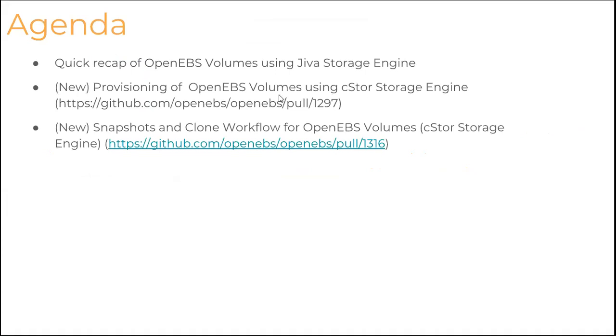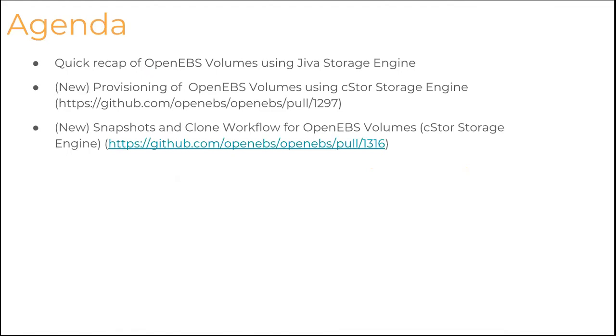So we have two design proposals. One is just to orchestrate the Cstor engine, basically creating OpenEBS volumes with Cstor engine. And then how do we create snapshots and clones on OpenEBS volumes using Cstor engine, right? To understand this concept, I'll give a quick recap of the Jiva volumes and then some of the Kubernetes concepts that we use to make that happen.